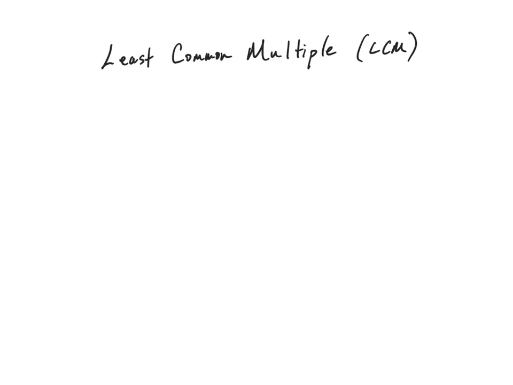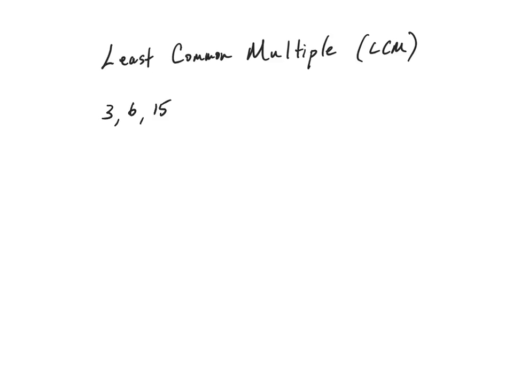In this video, I'm going to show you how to find the least common multiple, or LCM, of numbers. The least common multiple is the smallest multiple that two or more numbers have in common. So let's start out with 3, 6, and let's do 15.